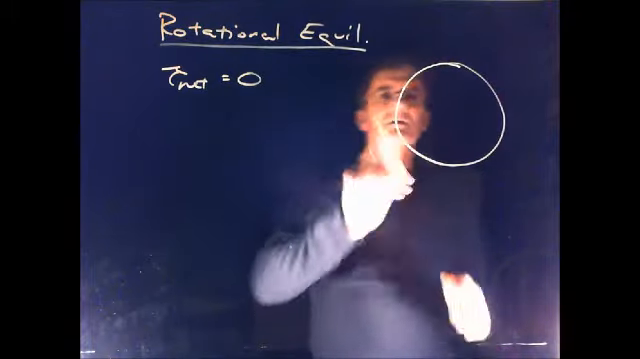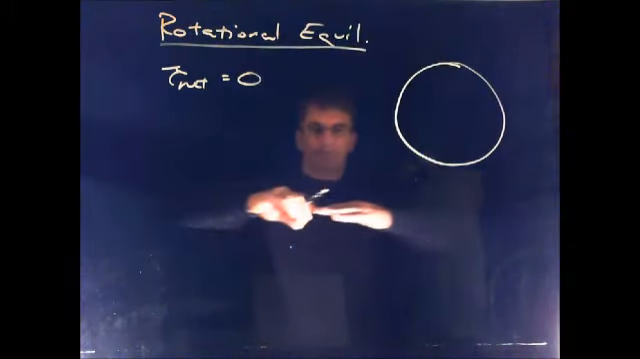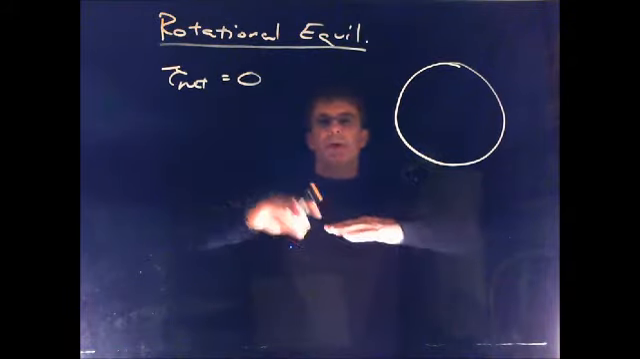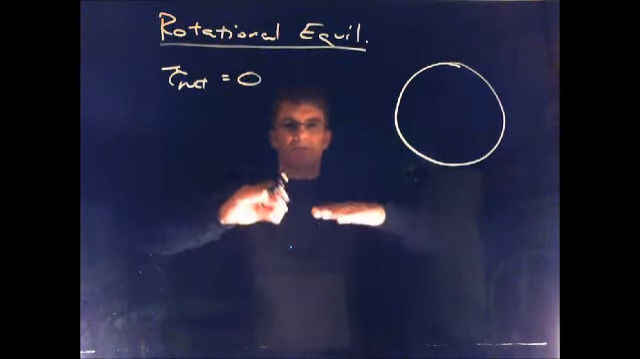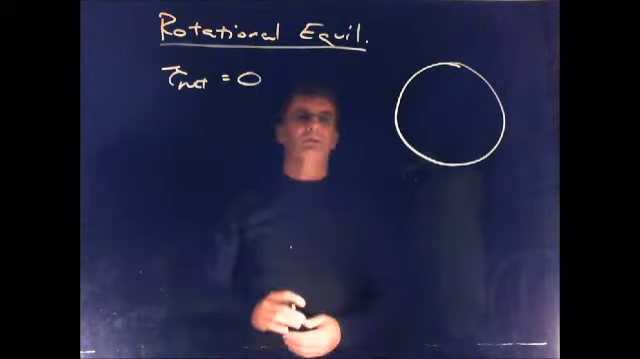a teeter-totter, classic example, when they're perfectly at rest and you have two different masses on both sides, and you have to figure out where they're placed. Classic example.